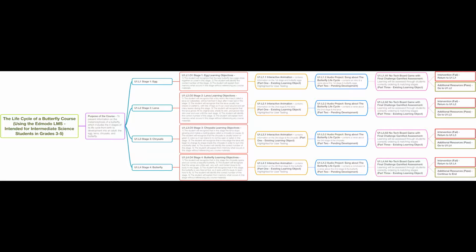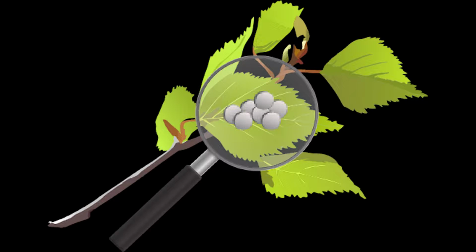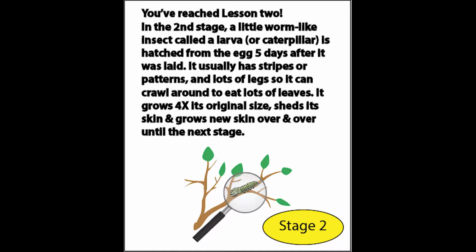However, there are 2 other objectives that remain the same throughout: to identify the correct number of the stage and explain from memory what occurs in each stage without referencing any course materials. The Lesson 1 objectives are for the student to recognize that the lady butterfly lays eggs close together on a leaf in Stage 1.